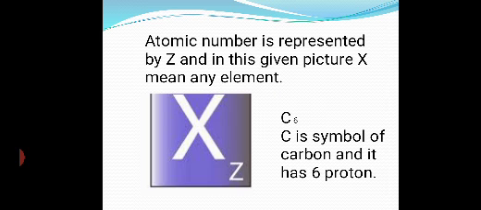Look at this picture. Atomic number is represented by Z, where X means any element. It could be carbon, hydrogen, nitrogen, oxygen, and so on. Now look at the example. C with 6: C is the symbol of carbon and 6 represents that carbon has 6 protons. So the number of protons of an element is called its atomic number.